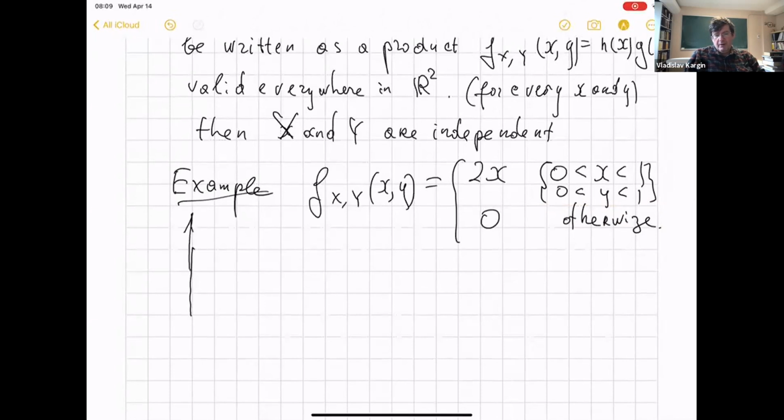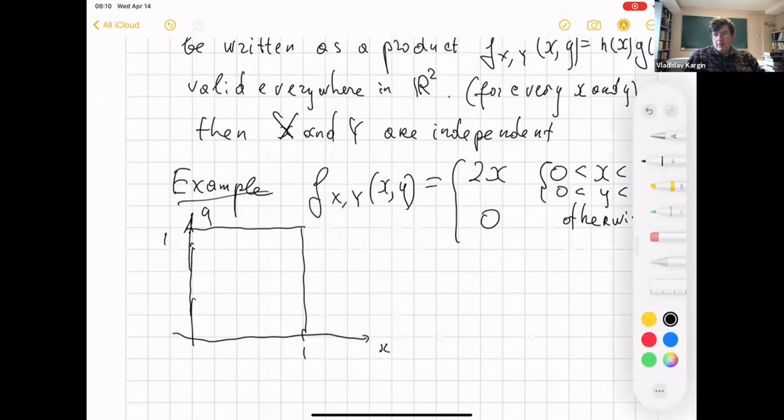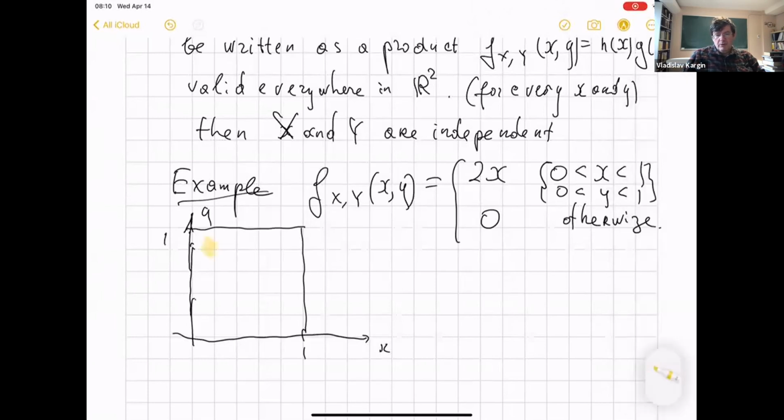So you have a... here's x, y, so here's 1, say 1. And the density inside of this region is equal to 2x. So the range of this random variable is this square. Right? So the range is here. Outside of this range, the density of this random variable is equal to 0. It means that it never takes values outside of this range.